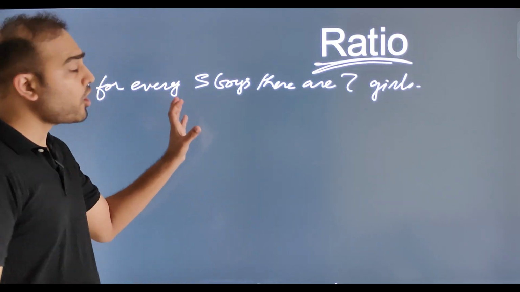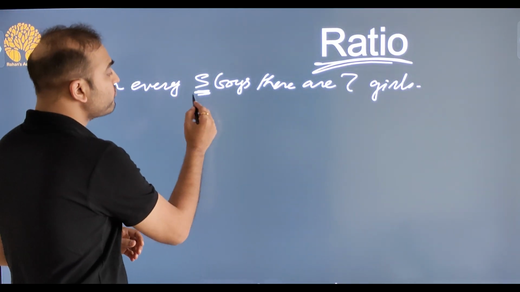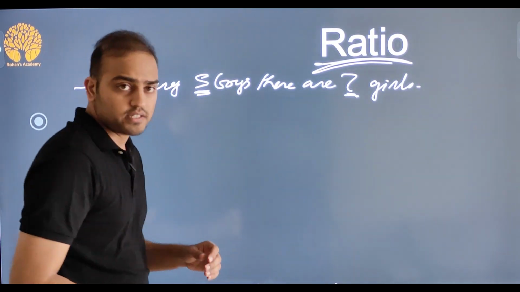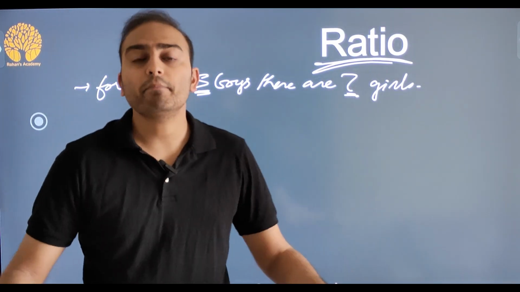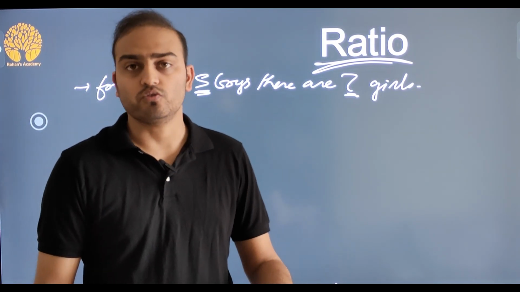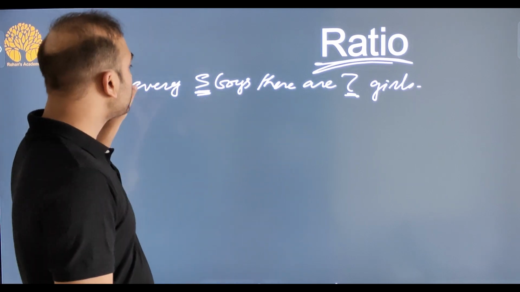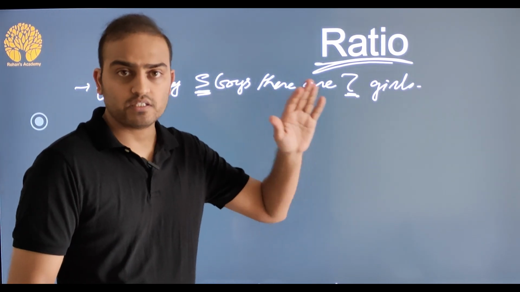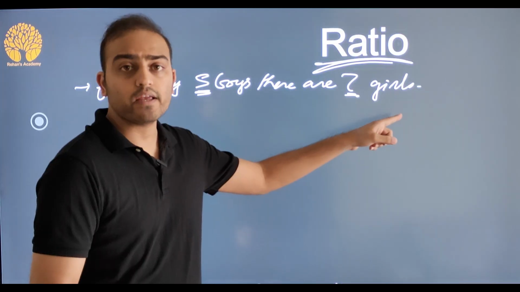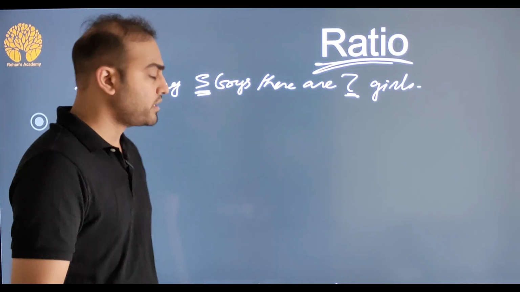Now, this does not mean that there are 5 boys and 7 girls, correct? There can be more students in the class also. What it just tells you is that for every 5 boys, there are 7 girls. So if there are 10 boys, there will be an equivalent 14 girls.